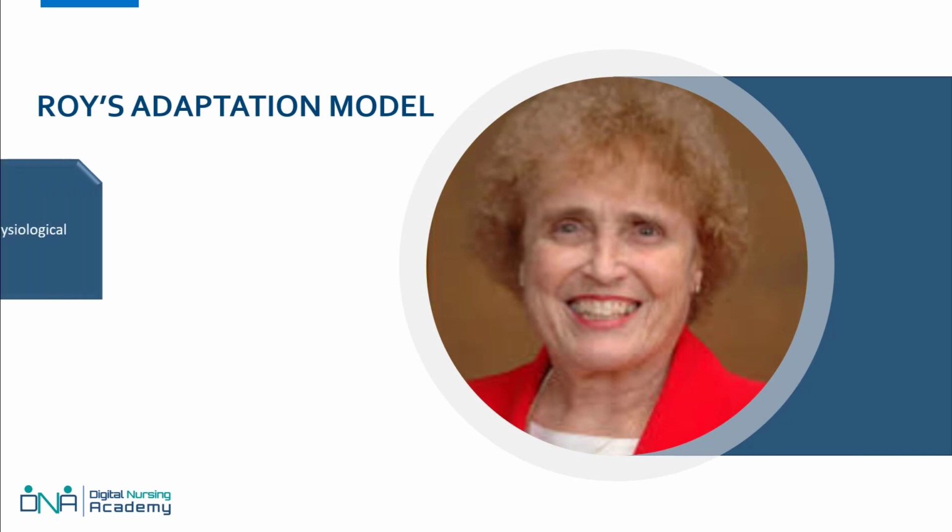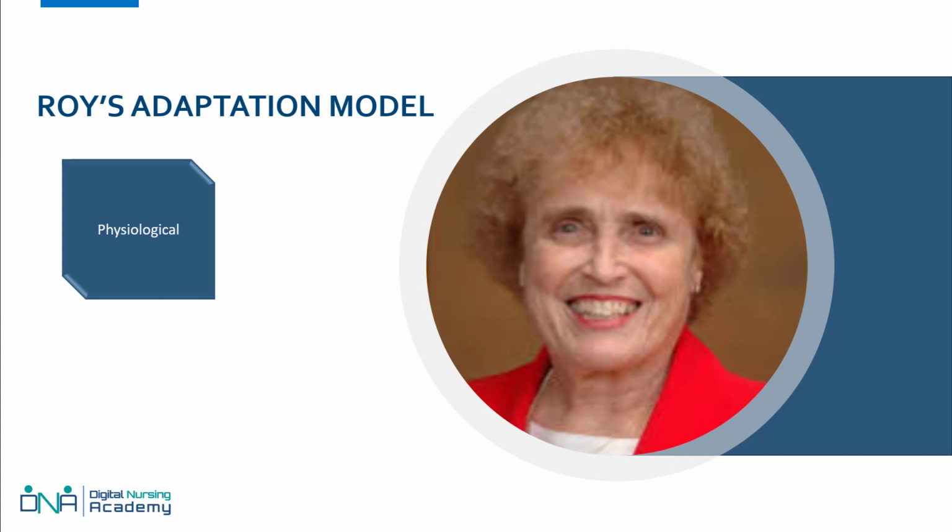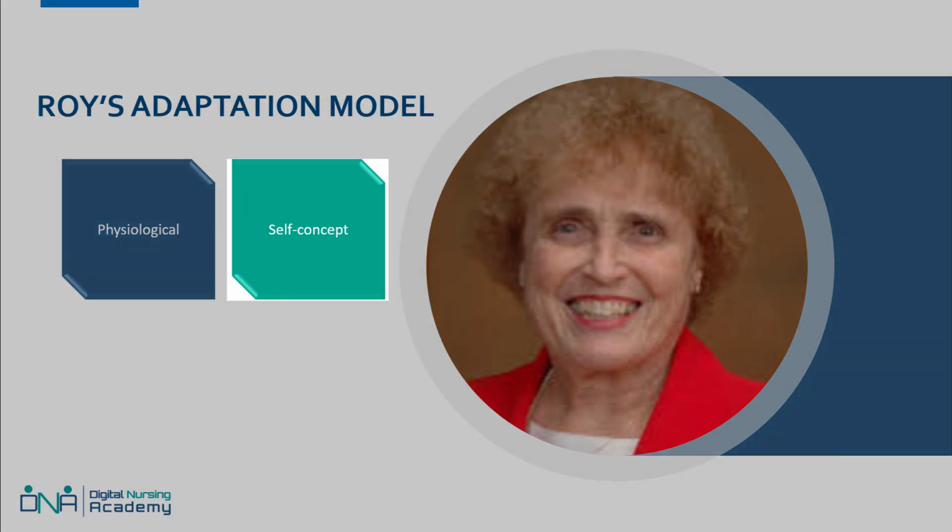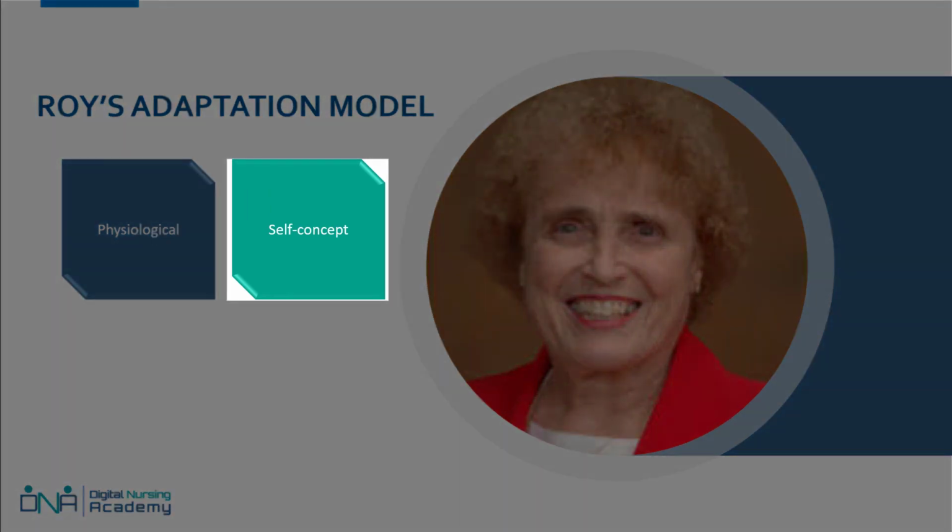The first mode is the physiological mode. This involves the body's basic physiological needs and ways of adapting with regards to fluids and electrolytes, activity and rest, circulation and oxygen, nutrition and elimination, protection, the senses, and neurologic and endocrine functions. Another mode is the self-concept mode that includes two components: the physical self, which involves the sensation and body image, and the personal self, which involves the self-ideal, self-consistency, and the moral-ethical self.